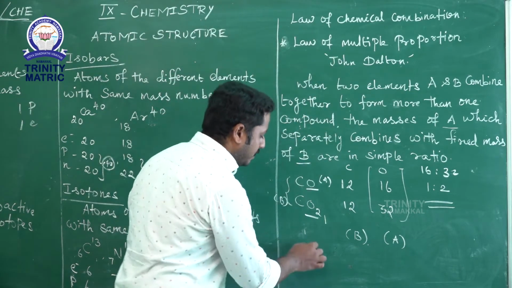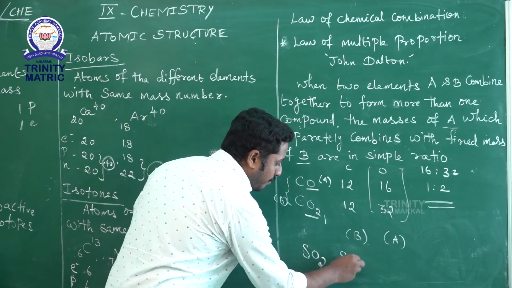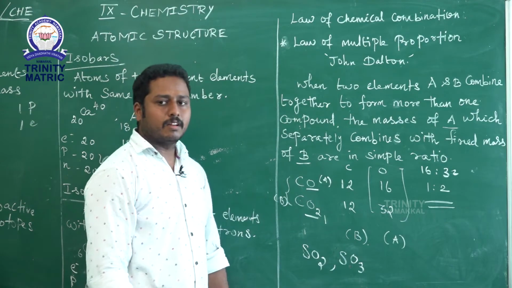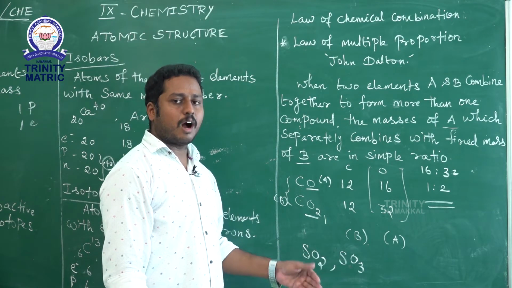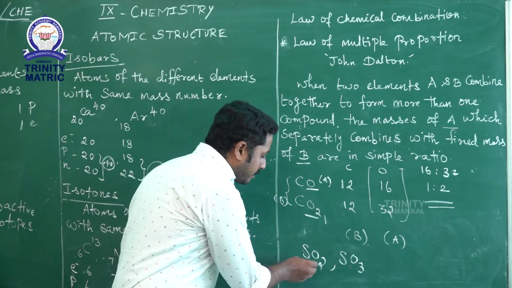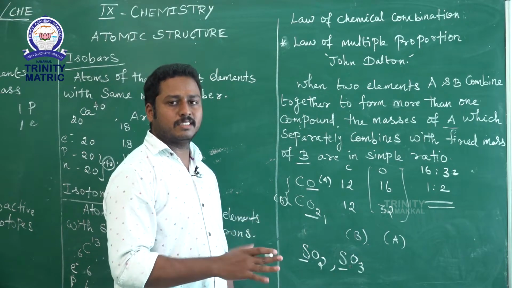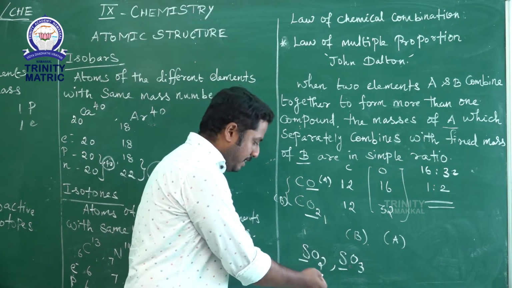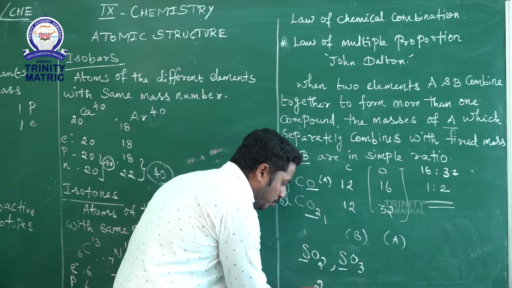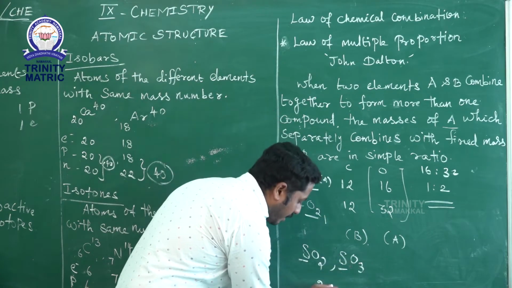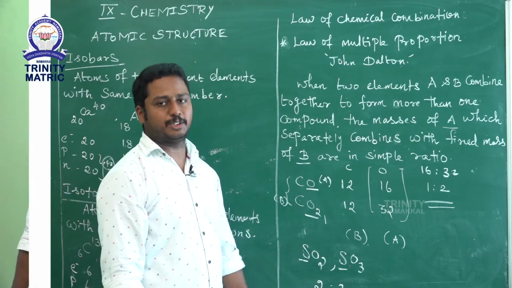I give you another example, sulfur dioxide, SO2, and sulfur trioxide. Here the oxygen present in both cases differs. How is it combined? Here the sulfur is a fixed mass. In both cases the sulfur is a fixed mass, but the oxygen differs. So, you just see the number, it's enough. Oxygen present in sulfur dioxide is 2. Oxygen present in sulfur trioxide is 3. So, the whole number simple ratio is 2:3.